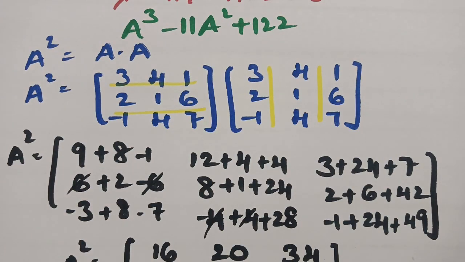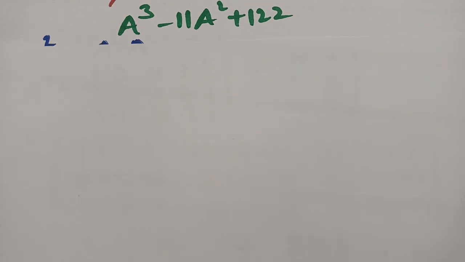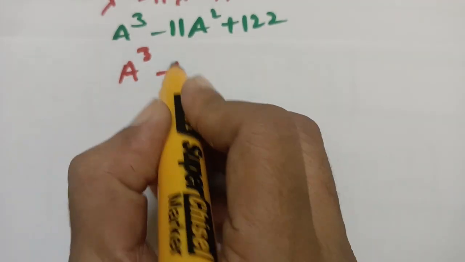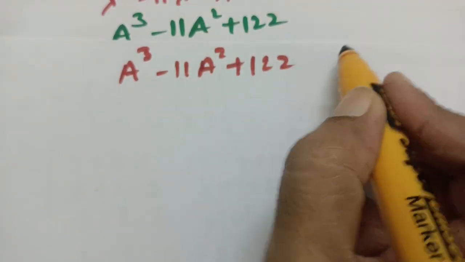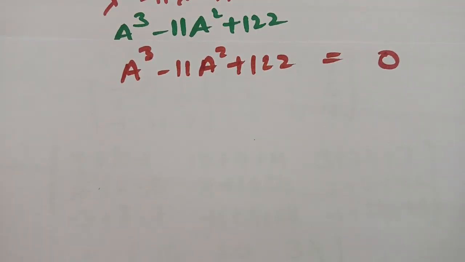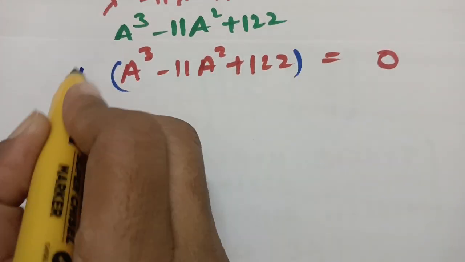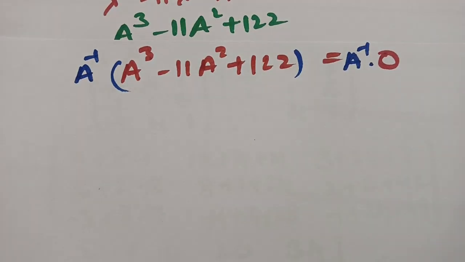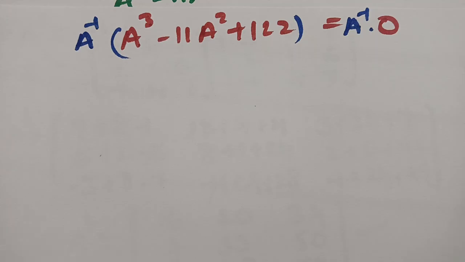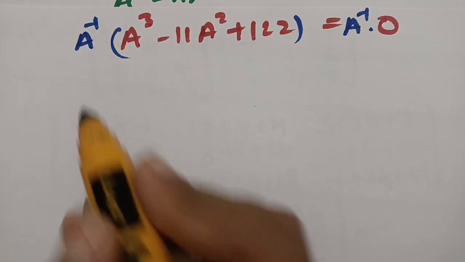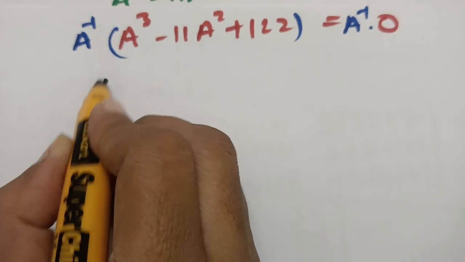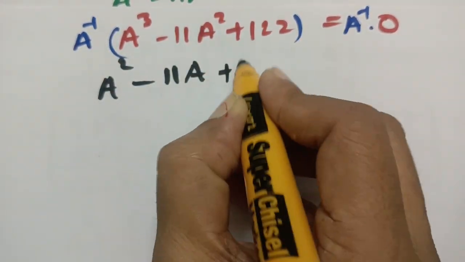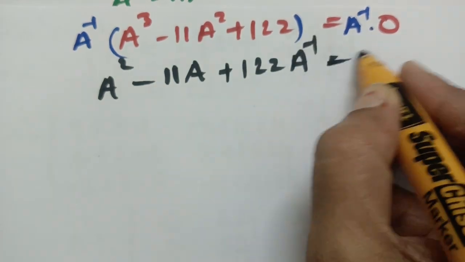So we have the characteristic equation as A cube minus 11A square plus 122A is equal to 0. Now both sides I am going to multiply with A inverse, as I need A inverse. So if I multiply with A inverse, this is going to become A square minus 11A plus 122 into A inverse is equal to 0.